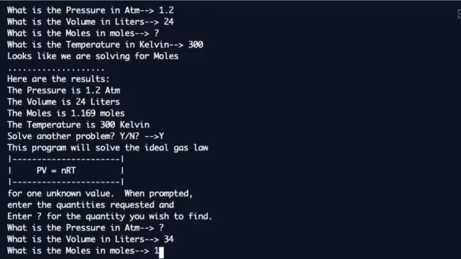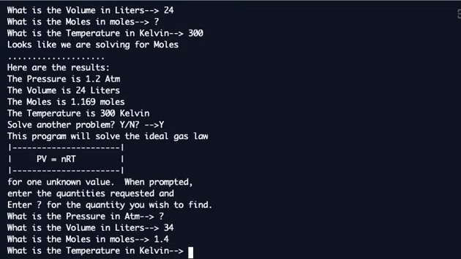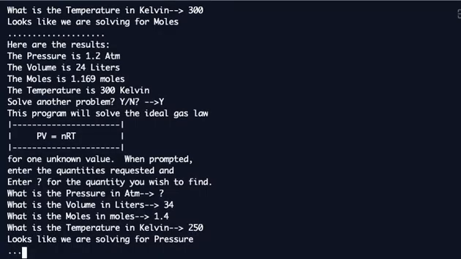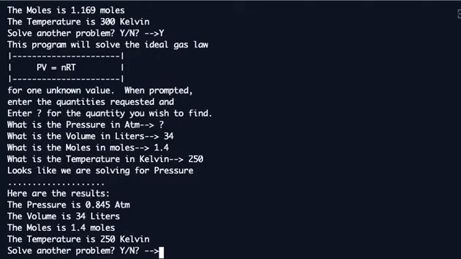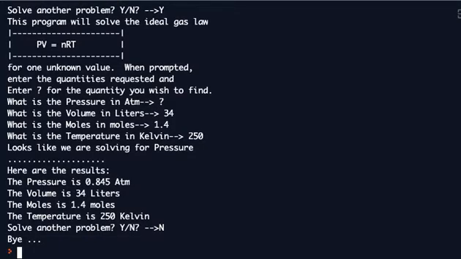The number of moles is 1.4. And the temperature is 250 Kelvin. And it solves it. There's the results. And it'll keep solving problems until I hit N for no, and then it will exit.